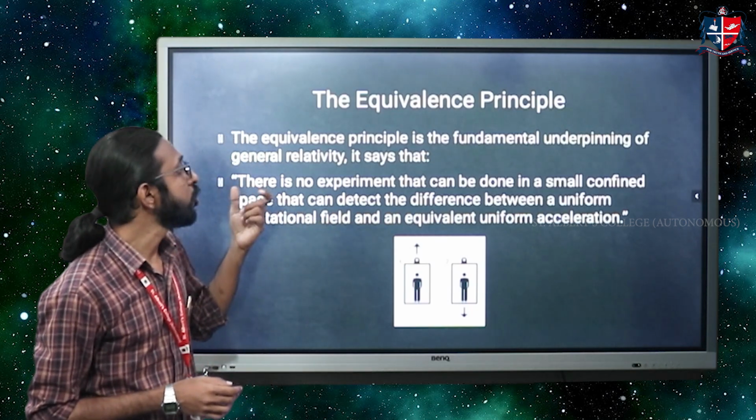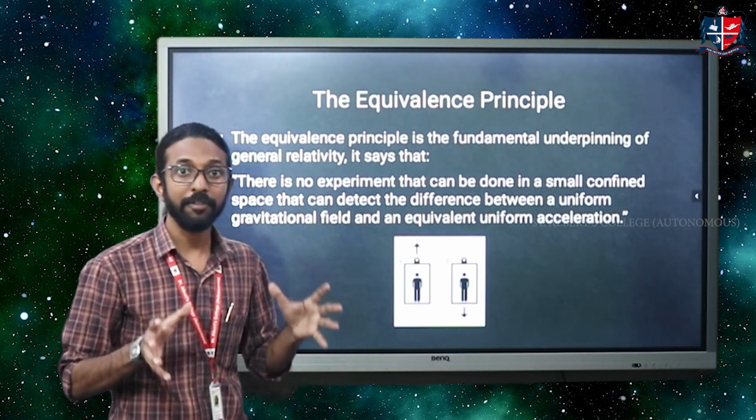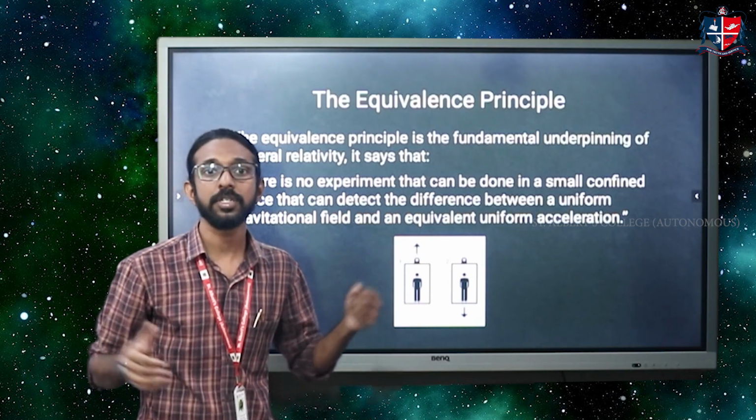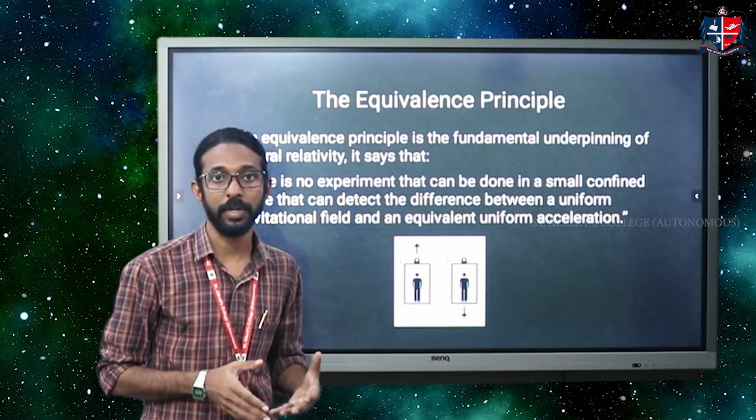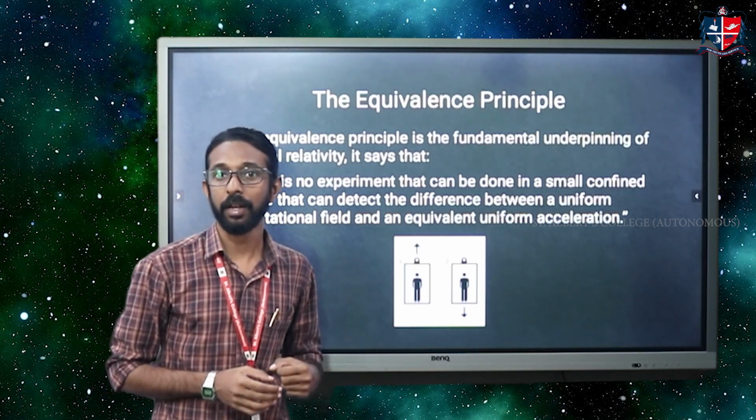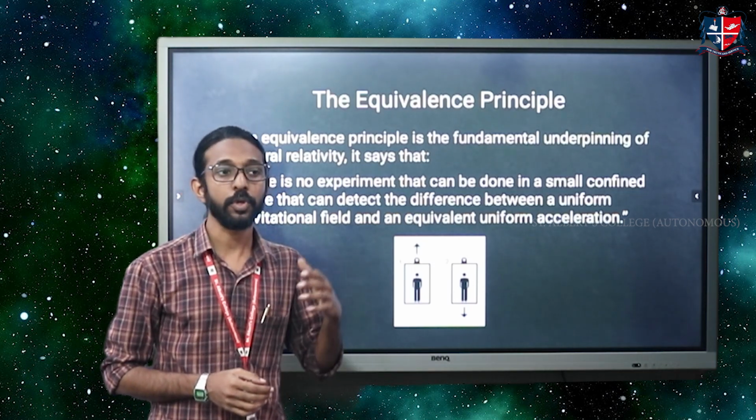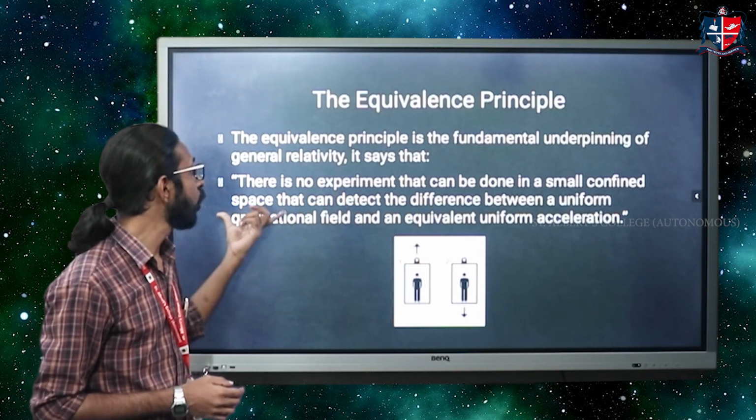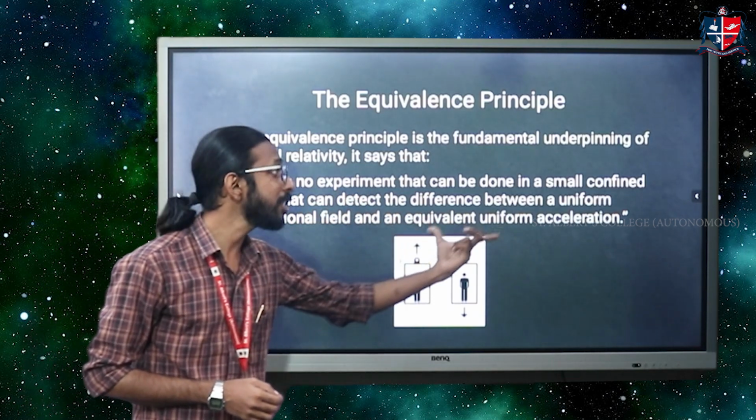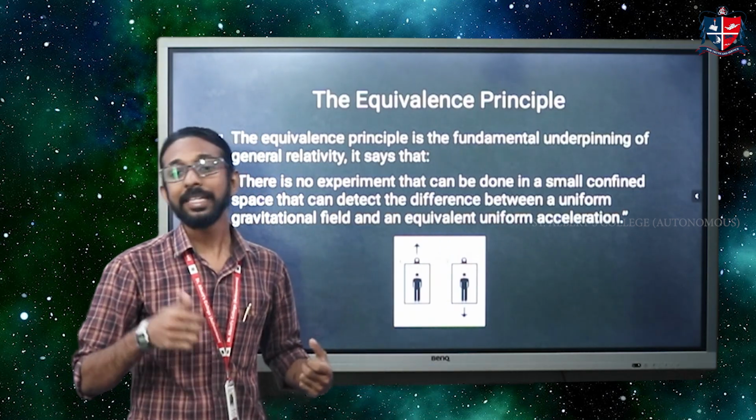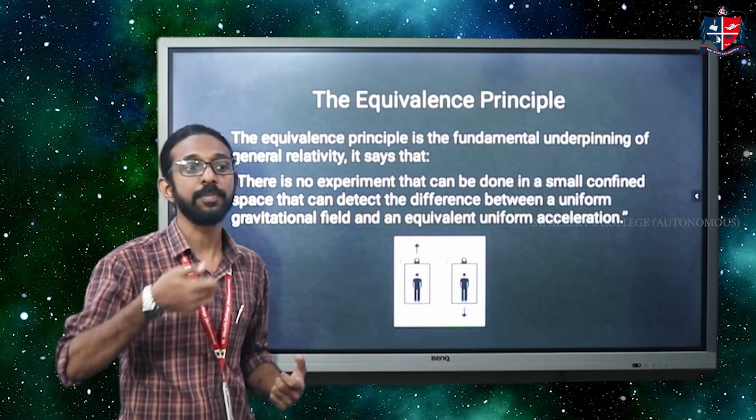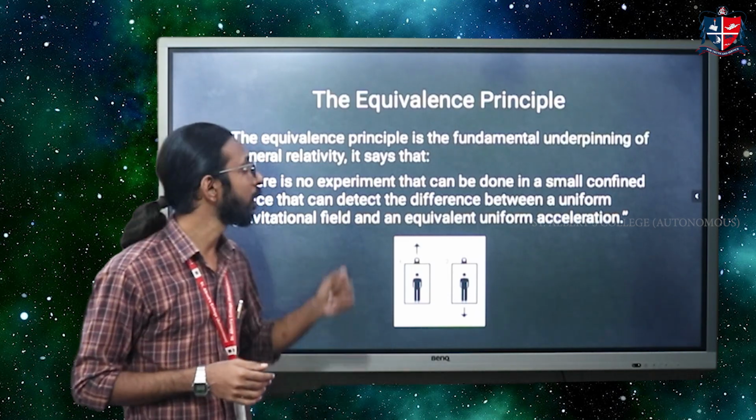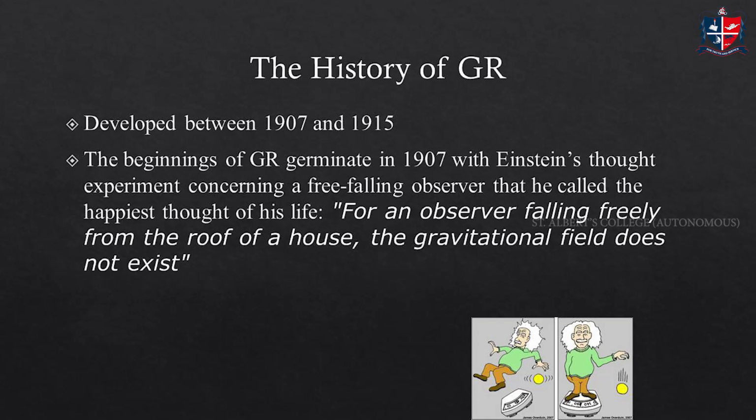That is, there is no experiment that can be done in a small confined space. Why in small confined spaces? Because if you have a large space, there can be indicators of the movement of the place, right? If there is a window to that elevator, you can see whether the elevator is moving or not, right? So in order to avoid that, we are saying that it is a small confined space that can detect the difference between a uniform gravitational field and an equivalent uniform acceleration. So either if it's in a gravitational field or if it's being accelerated with the same amount of force, it would look identical. That's what the equivalence principle states.